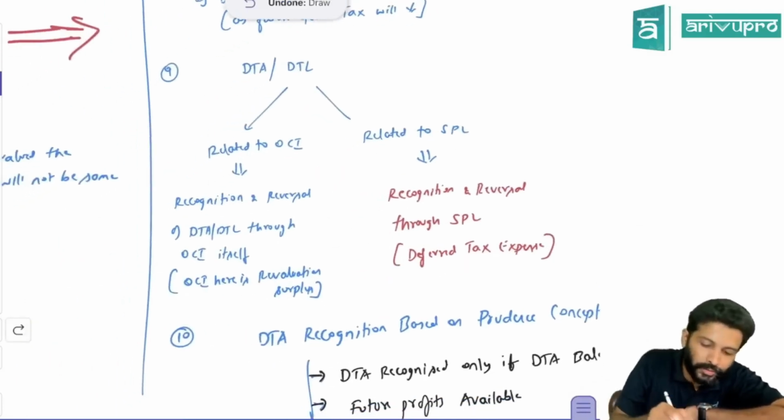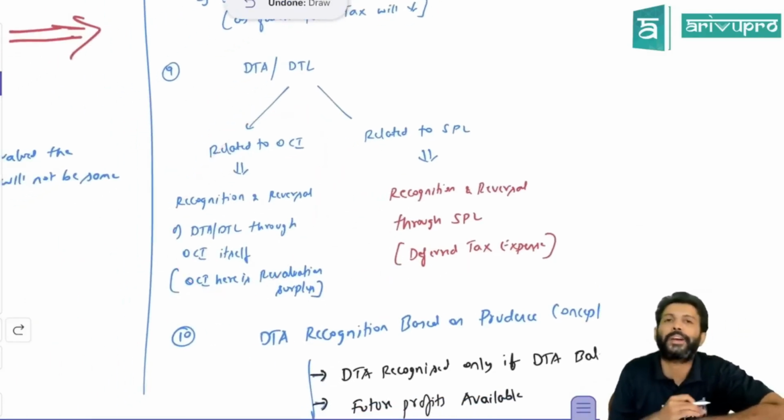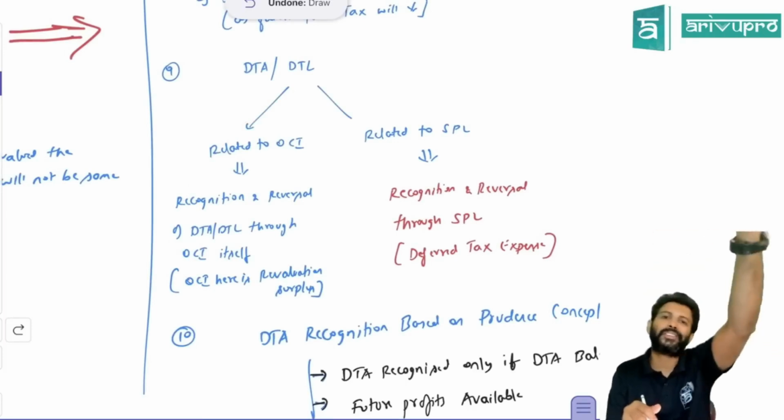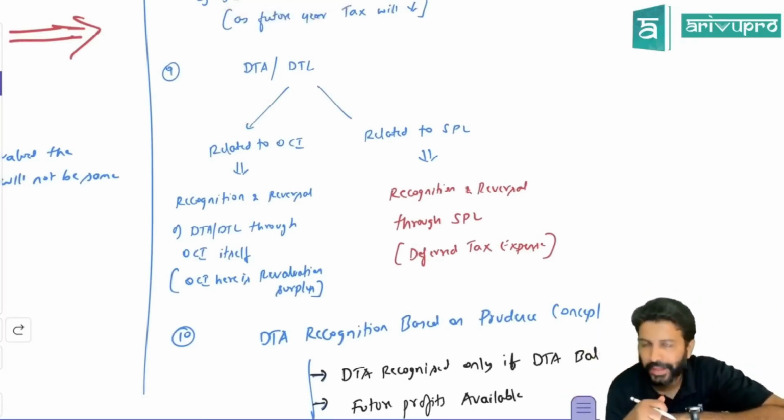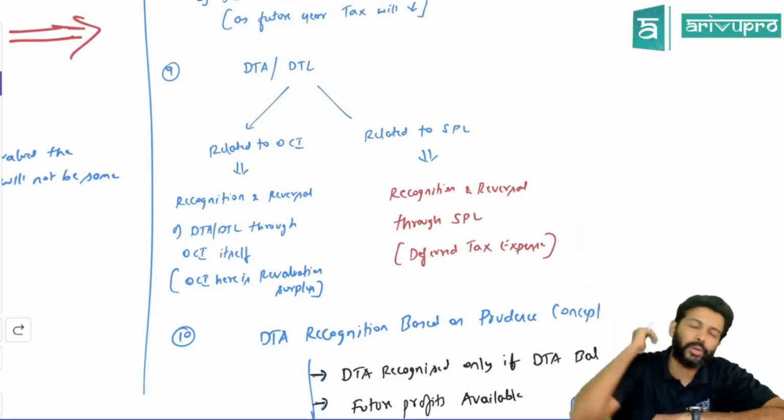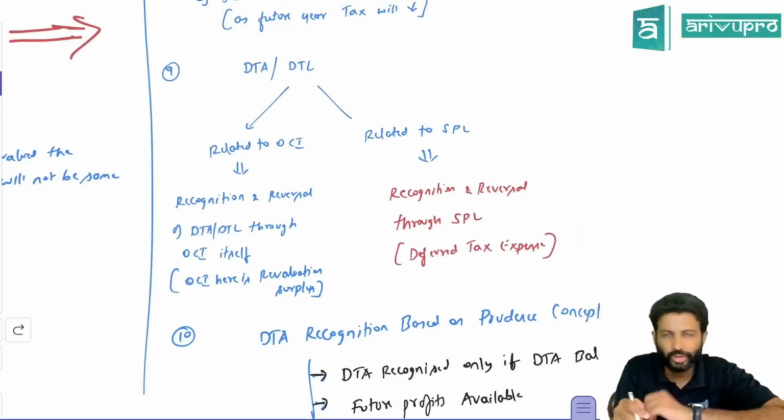Or if it is related to an OCI item and you have to create deferred tax asset, the journal entry will be deferred tax asset account debit to revaluation surplus OCI. If you want to create deferred tax liability, revaluation surplus OCI account debit to deferred tax liability. Using those components, you create the entries.